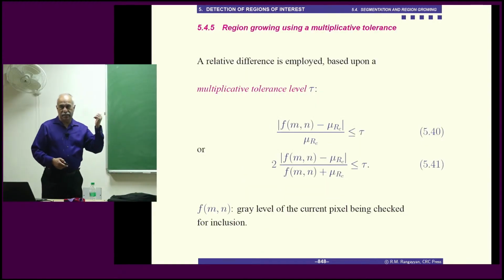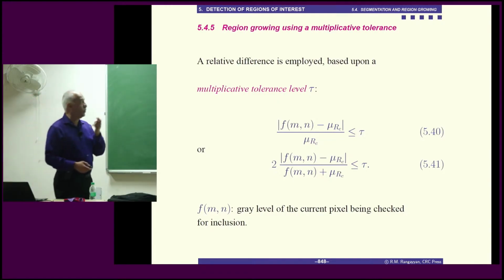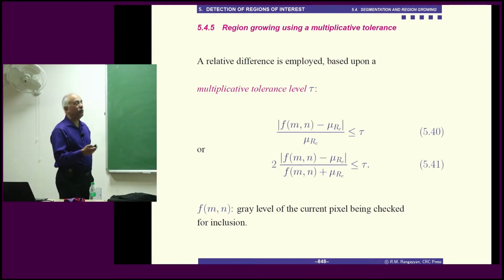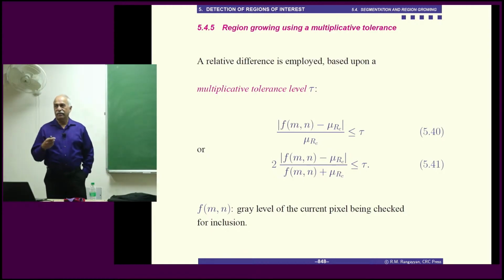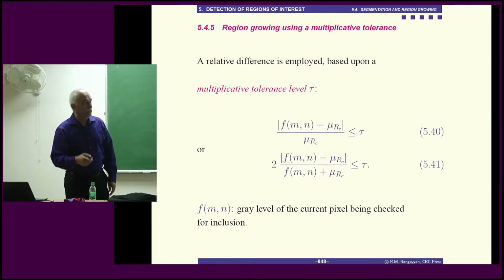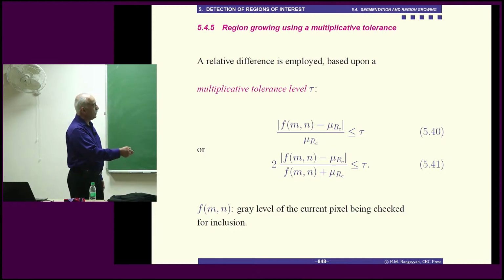The previous method said you're comparing just the difference between two pixel values. And this one says, take a reference. What should be the reference? Fmn minus mu divided by mu. The mean of the region is used as a reference to compare an incoming pixel. Fmn is a new pixel being considered for inclusion. So compare it with the mean and take a ratio. And that must be less than some tau.